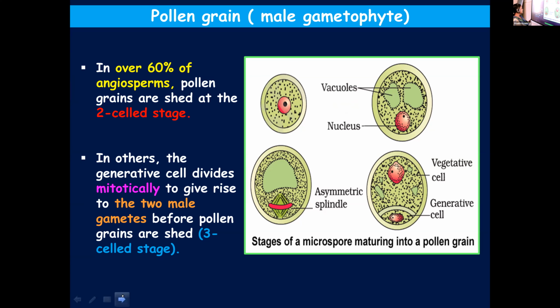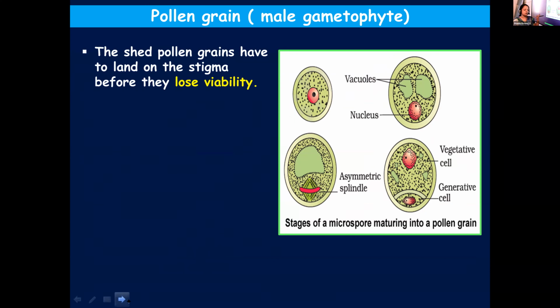So it can be asked about the 3-celled and 2-celled stage of pollen grains. You should be able to make out the differences between both. In the majority of angiosperms, pollen grains will be released at the 2-celled stage with a vegetative and a generative cell. In others, it will be released at the 3-celled stage, which means even before the anther dehisces and releases the pollen grains, the generative cell will undergo mitotic division and change into 2 male gametes.